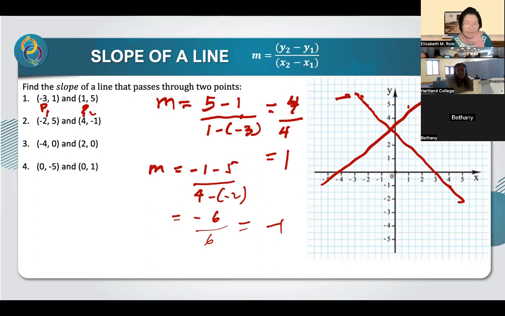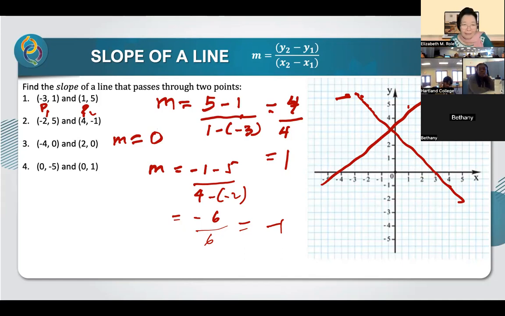Okay, how about number 3? We can do it mentally. 0 minus 0 is 0. 0 divided by anything will be what? 0. All right. So you have now 0 minus 0 divided by 2 minus 4. 0 divided by anything is equal to 0. So the slope is 0.